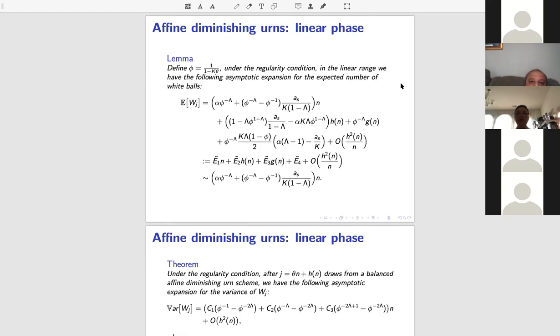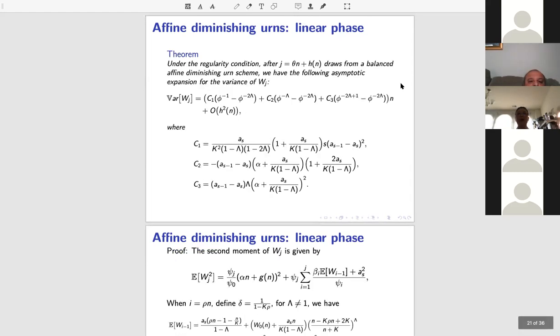So even though it is not very straightforward, the coefficient of n, this function, is actually a decreasing function of theta. And after we obtain the asymptotic expansion for the second moment, we will have the asymptotic variance of Wj, which is of order n in the linear phase.